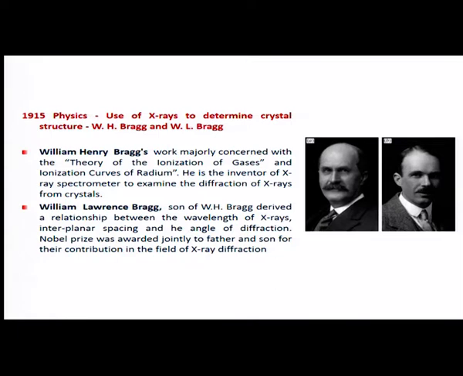Whenever the total path difference between 2 rays incident on a parallel plane is an integral multiple of the wavelength, we have a diffraction maximum. So, the Nobel Prize was given to these 2 people. William Henry Bragg's work majorly concerned the theory of the ionization of gases and ionization curves of radium. He is the inventor of the X-ray spectrometer to examine the diffraction of X-rays from crystals.